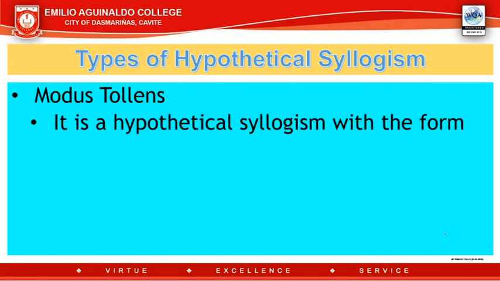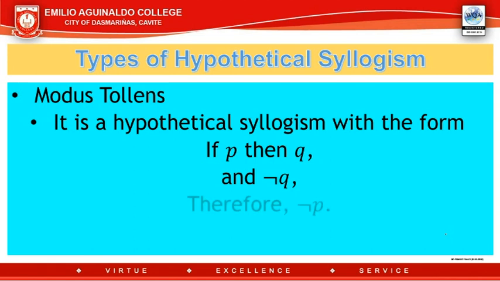Now, it is a hypothetical syllogism with the form if P then Q and negation Q, or the conclusion didn't happen. So it means that the premise or the hypothesis didn't happen also. So we have there P implied Q. Q didn't happen. Therefore, P didn't happen. So hindi kasi nangyari yung conclusion. It is most likely that the hypothesis didn't happen as well.